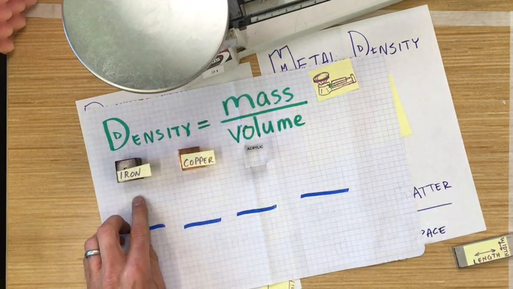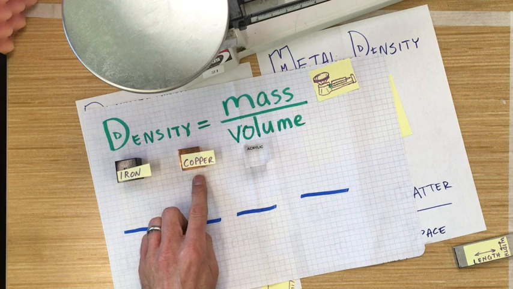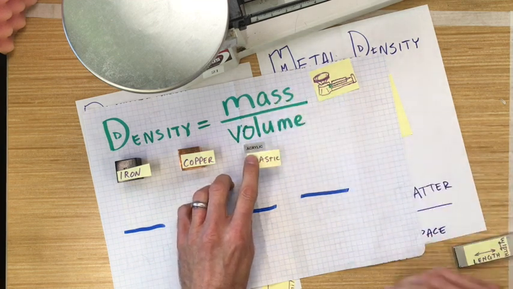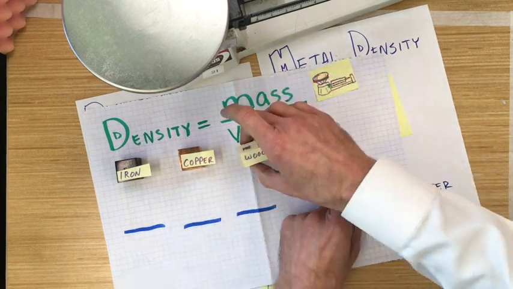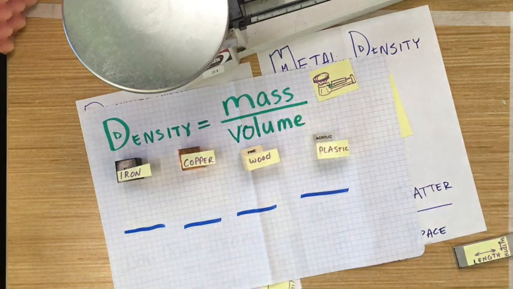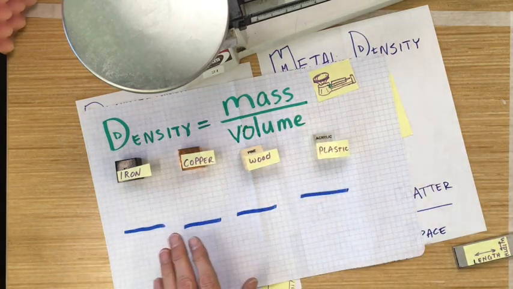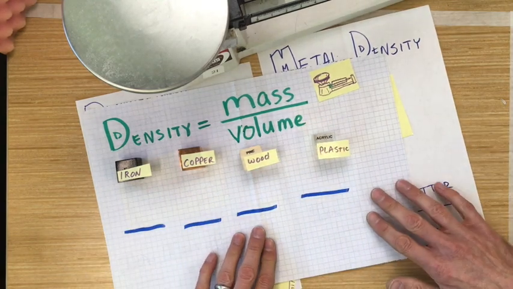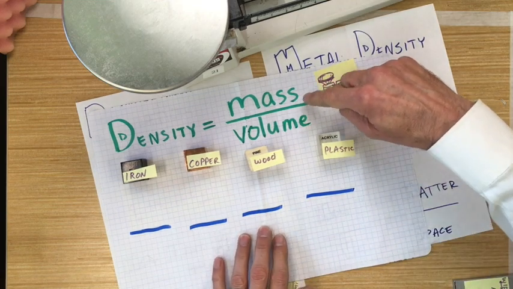They said iron is the most dense, and then copper, and then this piece of plastic, and then wood. Or no, was it wood and then plastic? And then water was mixed in here somewhere as well. So let's do a quick calculation of their density.